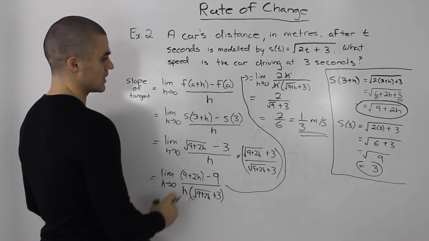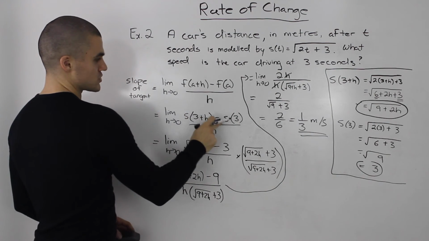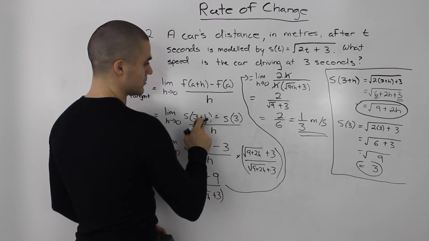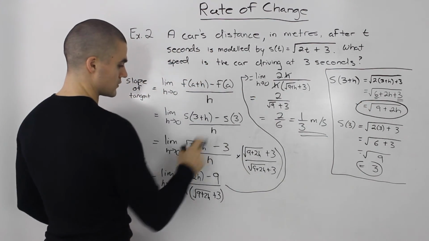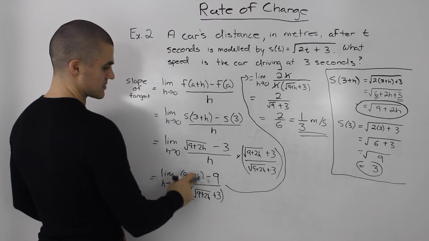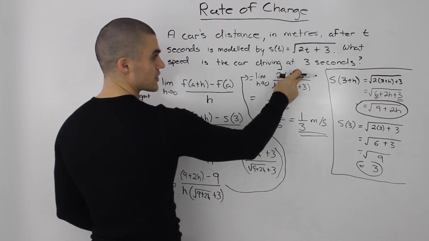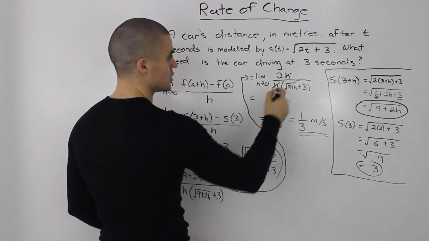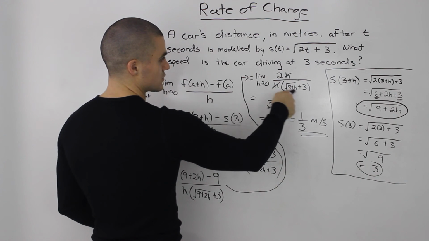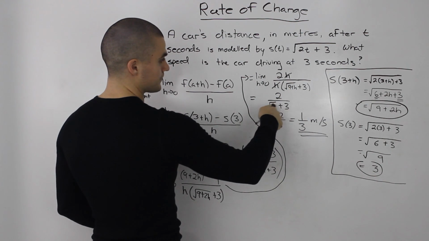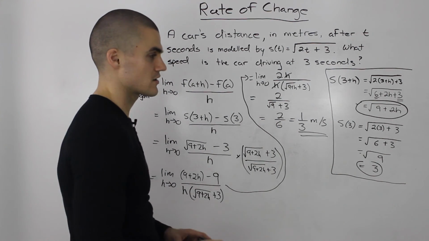We use the difference quotient. We're finding it at 3 seconds, so our a value is 3. So s of 3 plus h and s of 3 we did on the side here. Then we plug those values back in here. We did some algebra. The constants canceled out in the numerator, so we were left with an expression just in terms of h. So the h's were able to cancel out. And then we plugged in 0 for h. And we ended up getting 1 over 3 meters per second as our final answer.